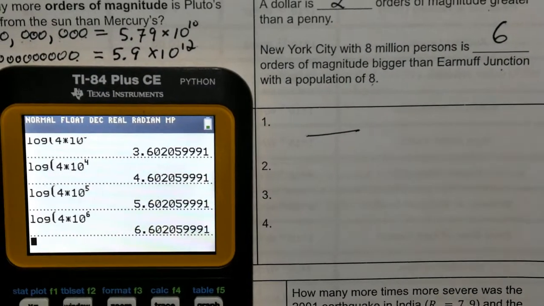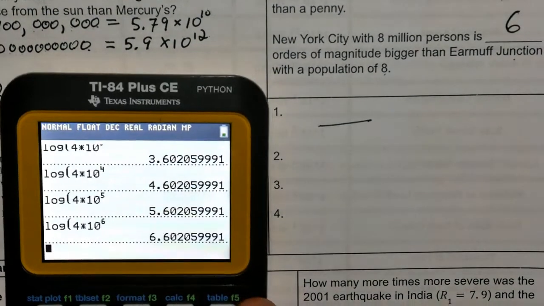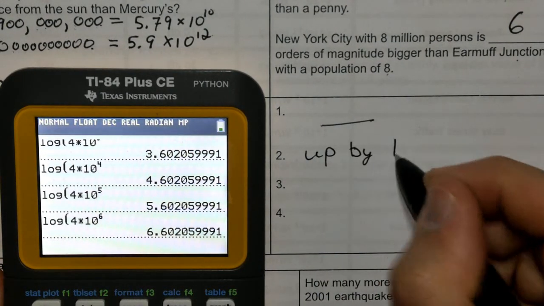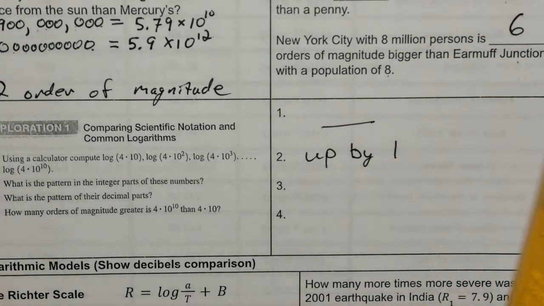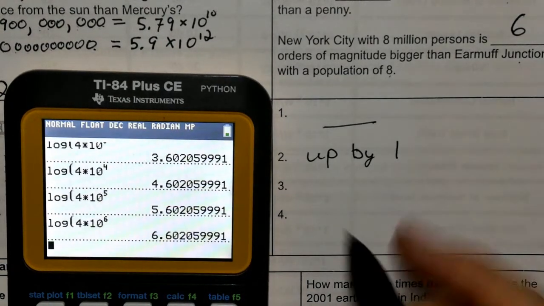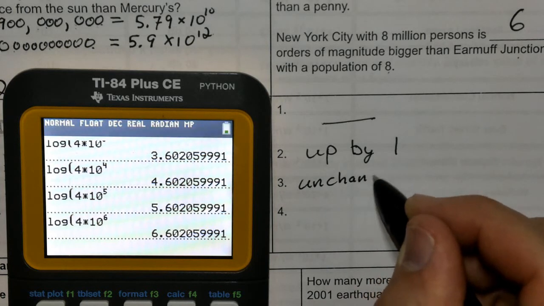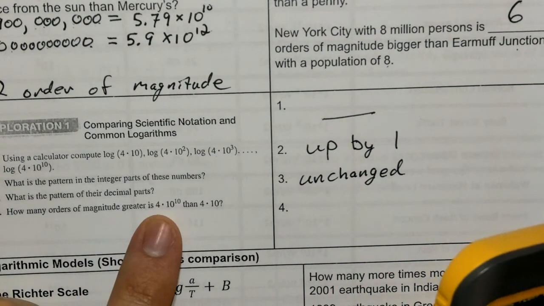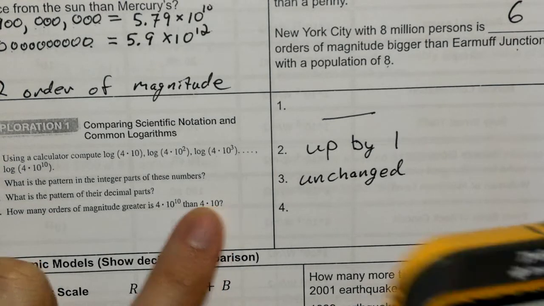Okay. All right, so you should have gotten something like this. And so that first question, which is, what is the pattern of the integer part? It goes up by 1, right? So up by 1. Then number 3 said, what is the pattern of the decimal parts? That doesn't change, right? So it remains unchanged. So let's write unchanged. And then 4, how many orders of magnitude greater is 4 times 10 to the 10th than 4 times 10 to the 1? 9.